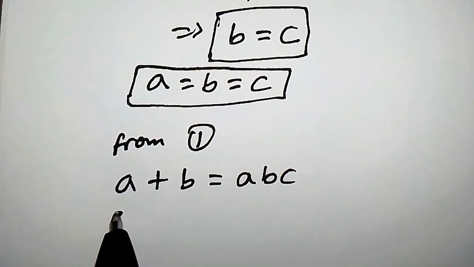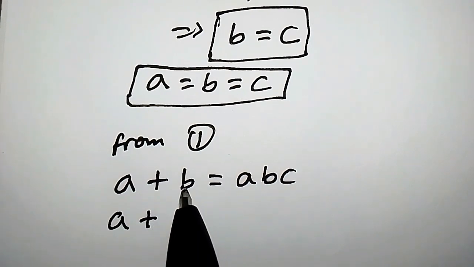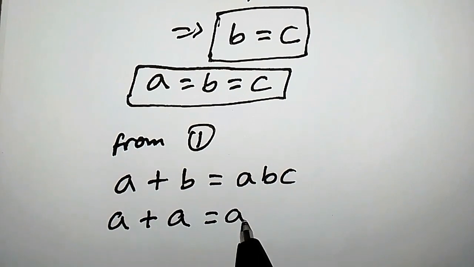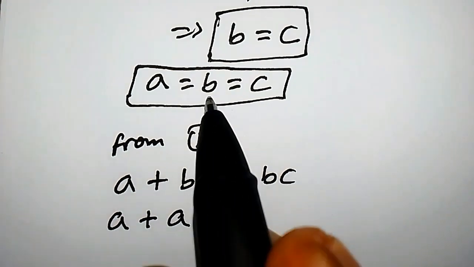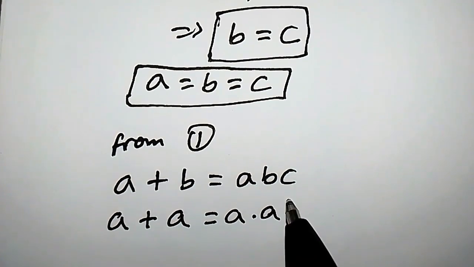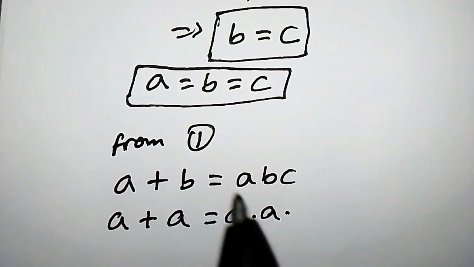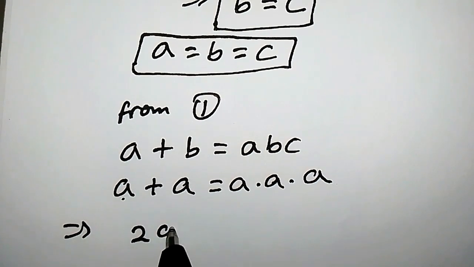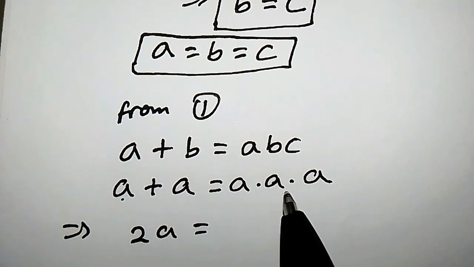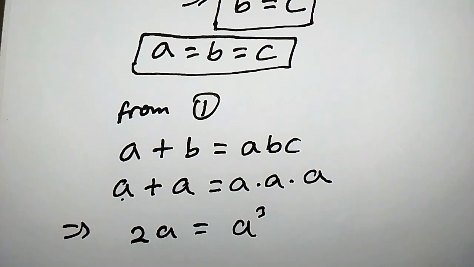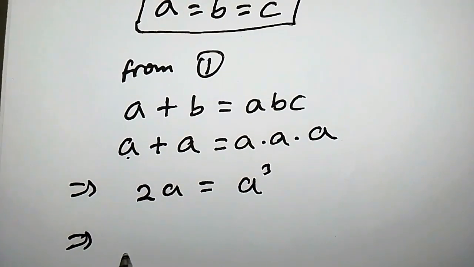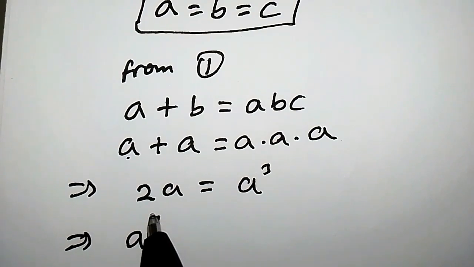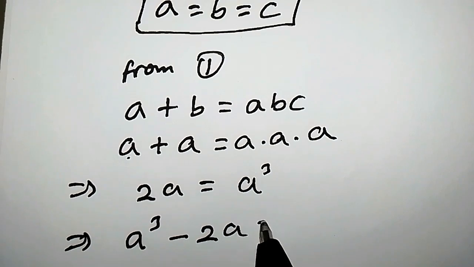So we fix A. A plus, what is B? B is equal to A. Equal to A times, what is B? B is equal to A. Times, what is C also? C is equal to A. This means that A plus A, that is 2A, equal to A times A times A, that is A cube. So we have A cube. If we move 2A to the right hand side, that is minus 2A equal to 0.